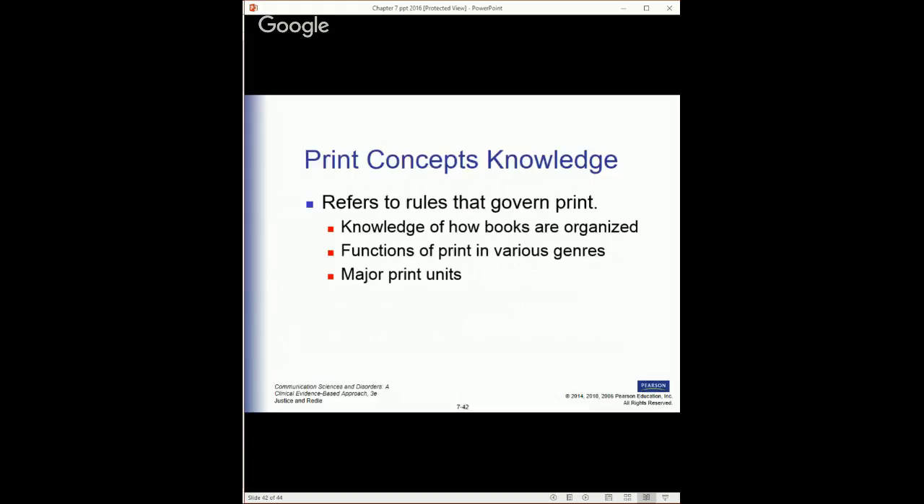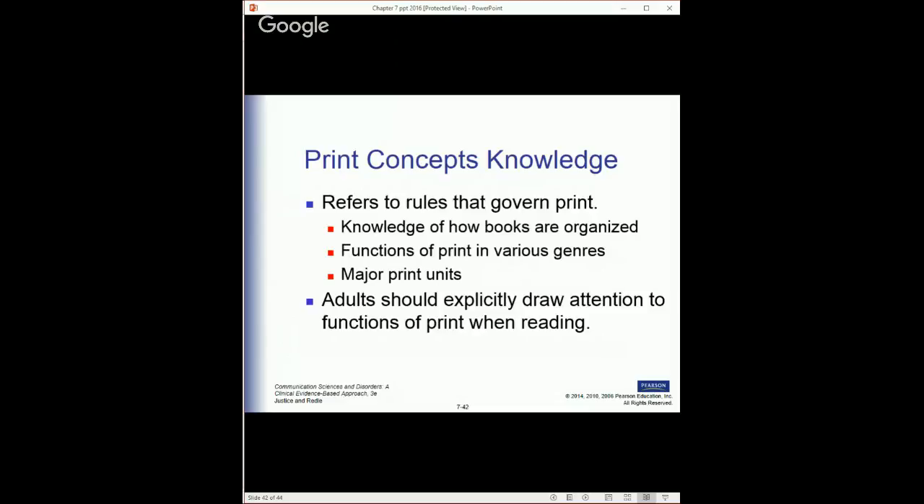Functions of print in various genres and major print units. Adults should explicitly draw attention to functions of print when reading. We can encourage parents to do that with their children, to say, oh, look, that's a capital P. It's the beginning of a sentence. And then the rest of the letters are small. Or, oh, look, that's someone's name. It has a capital letter.